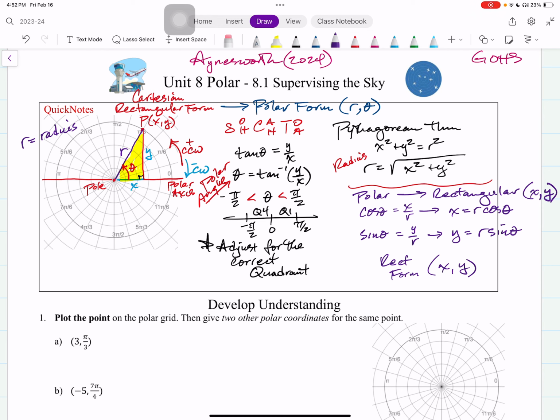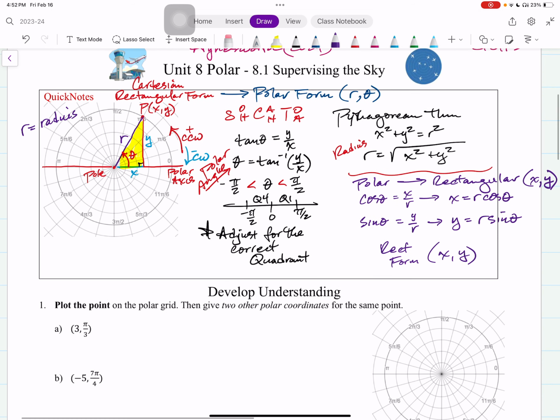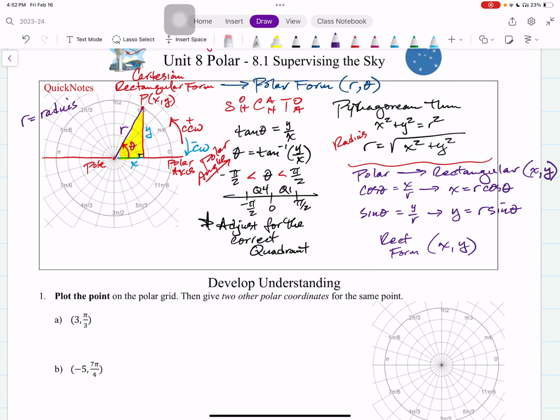But if you're going to go from rectangular to polar, you have to use the inverse tangent, and you have to use your Pythagorean theorem. All right, and that's all you really need to know. Basically, all of this you already do know, so it's just getting used to it, guys. So let's get used to it.